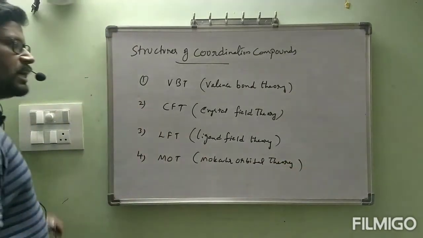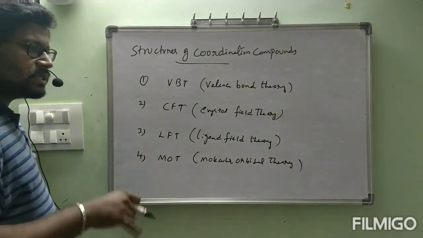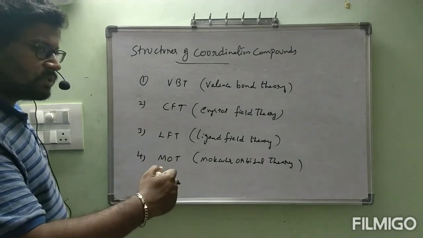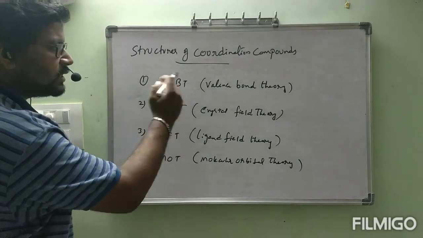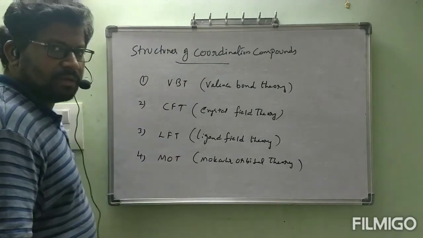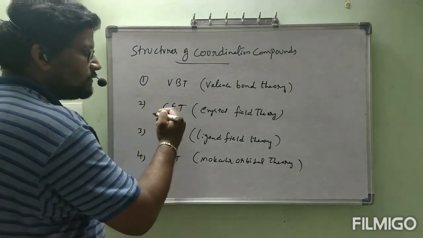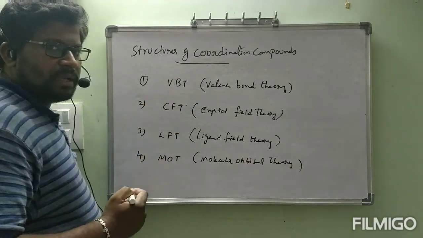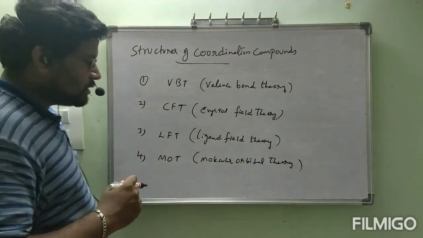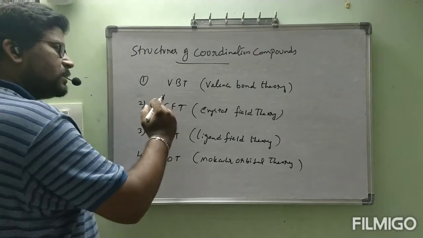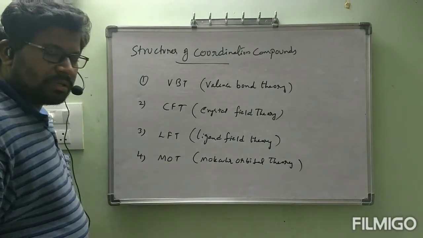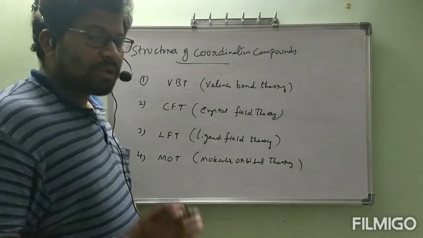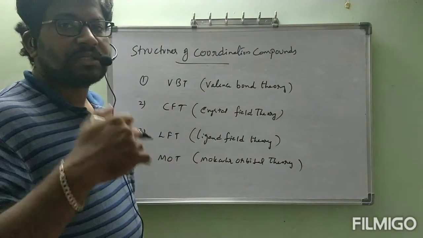So these theories try to explain clearly; the drawbacks of one theory were explained by another theory. Suppose valence bond theory tried to explain the drawbacks of Werner's theory. CFT tried to explain the drawbacks of VBT. Like our atomic structure, we have different models. Next, LFT tried to explain the drawbacks of CFT. MOT tried to explain the drawbacks of LFT. Like that, one theory explains the drawbacks of another theory.